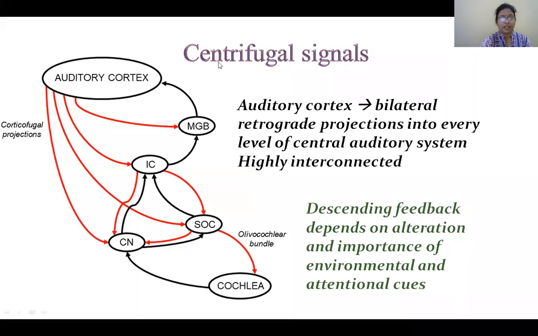Now, there is another property of the auditory pathway, which is the centrifugal signal. The centrifugal signals are nothing but projections that arise from the auditory cortex and are sent retrogradely, bilaterally, into every level of the central auditory system. As you see in this diagram, there are projections going to the medial geniculate body, inferior colliculus, cochlear nucleus, and superior olivary complex. So the auditory cortex is also in connection with different nuclei of the auditory pathways. We can say this whole complex is highly interconnected. Now this descending feedback depends upon the alteration and the importance of the environmental and attentional fluids.